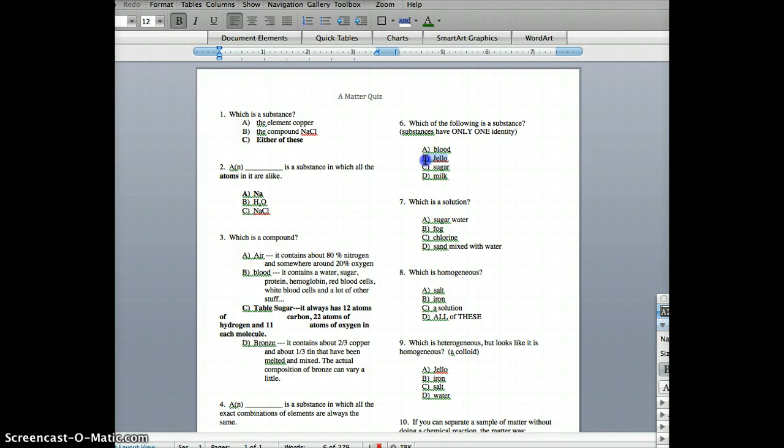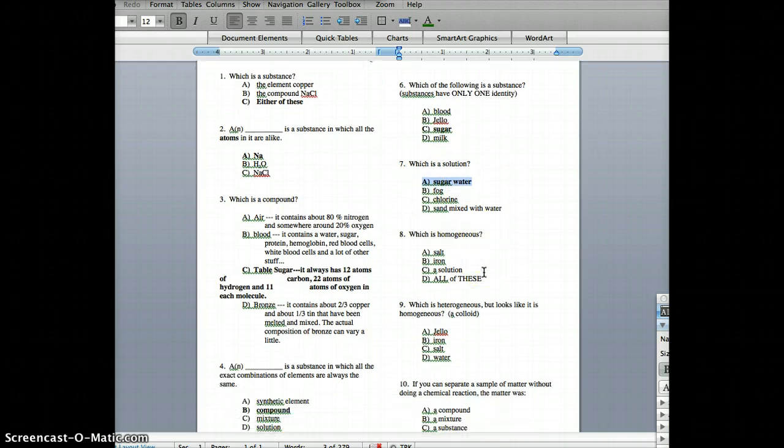Jello, we know, is a colloid. Sugar and milk would be our two possibilities, but milk has water and lactic acid and sugar and protein, lots of stuff in it. Sugar itself is a compound. Solutions are evenly mixed, so the most evenly mixed thing we see right here would be sugar water.